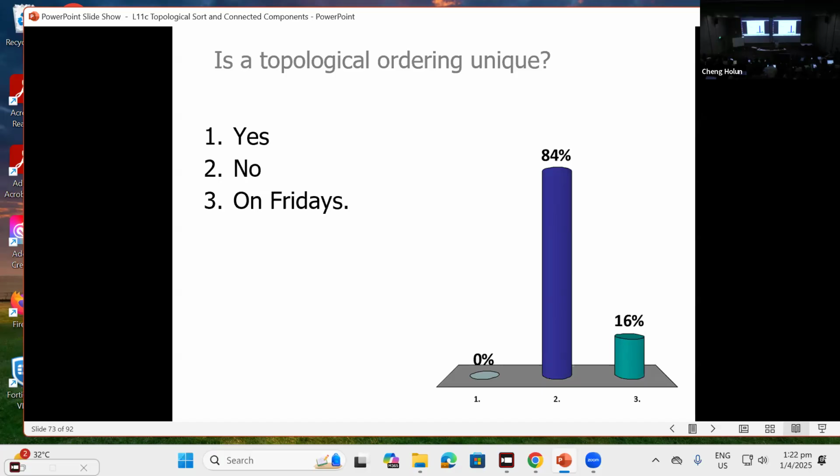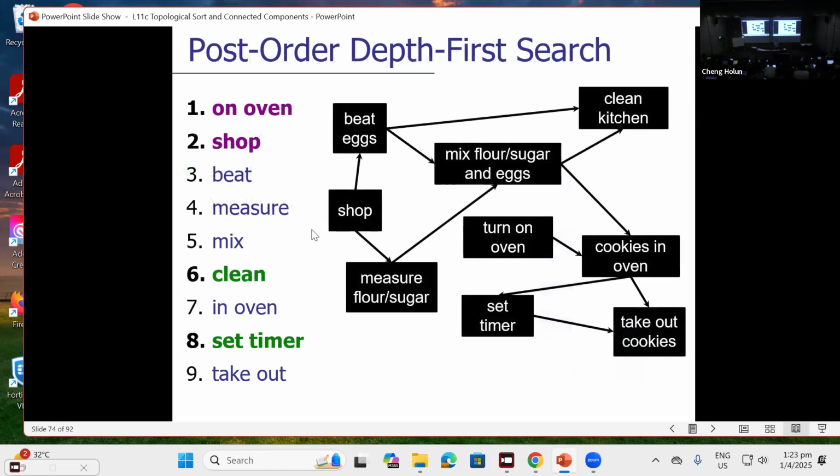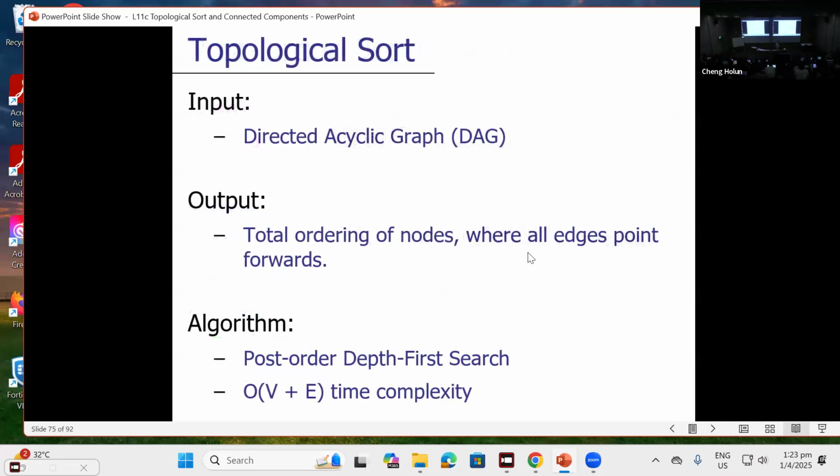No, right? Why? Because for that, I can, for example, do oven or shop. I can turn on the oven, then go to the shop. I also can do shop, then turn on the oven. For this graph, I can do some switching of the order, and the order is still okay. This algorithm is called topological sorting.